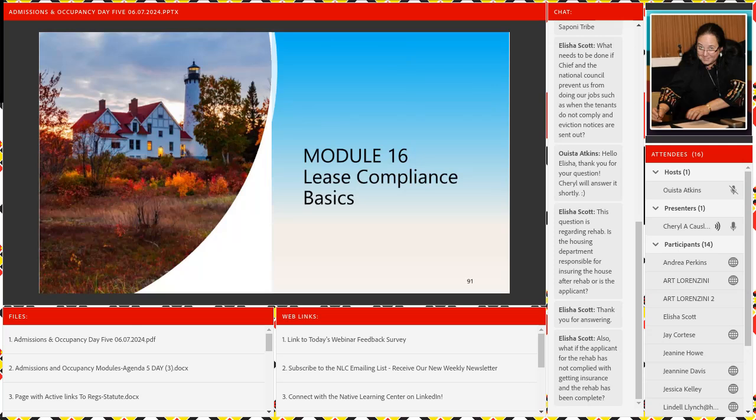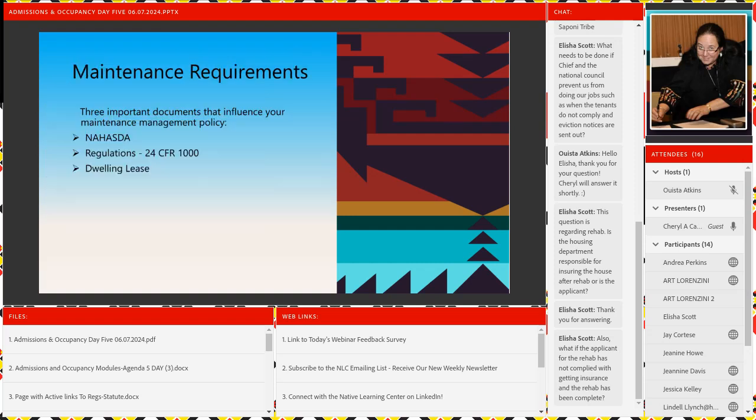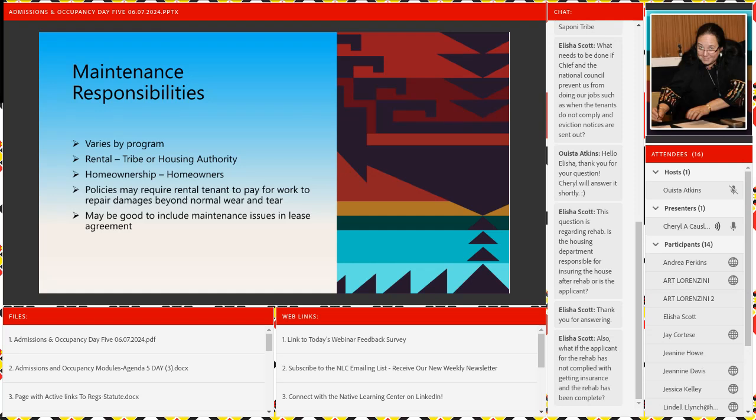Lease compliance basics: maintenance, recertifications, inspections. Maintenance requirements. Three important documents that influence your maintenance policy are the NAHASDA statute requiring it, the regulations at 24 CFR 1000, which also require it, and your dwelling lease. Your responsibilities vary by program. Rental, it's your tribe, your tribal entity, your housing entity. Homeownership, the maintenance responsibilities fall on the tenants or the homeowners.